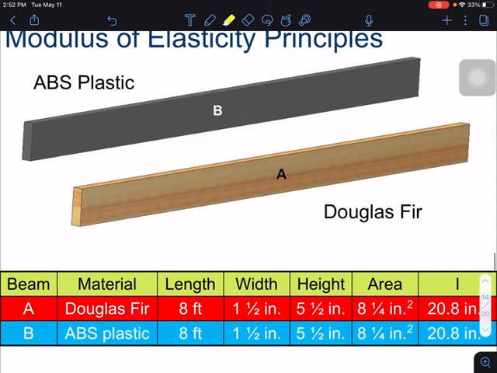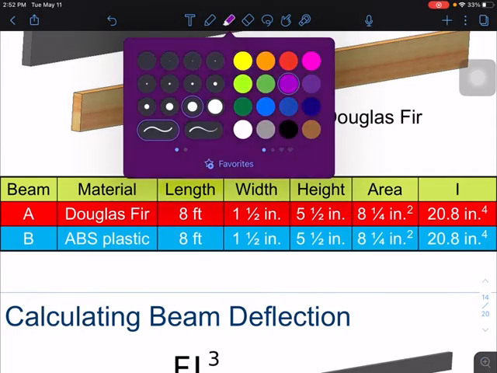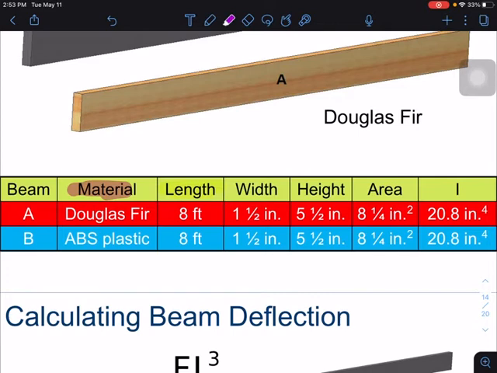When we compare ABS plastic to Douglas fir wood, if everything else is the same, the material is different. We have Douglas fir compared to plastic, but the length is the same, 8 feet and 8 feet. The width is the same, 1.5, 1.5. The height is the same, 5.5, 5.5. The area is the same, 8 1/4 and 8 1/4. The moment of inertia is the same, 20.8, 20.8.